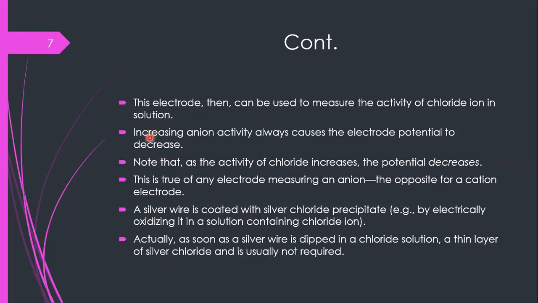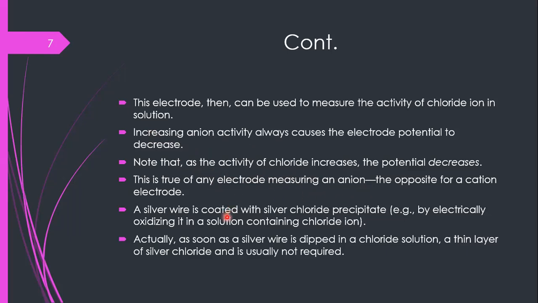The point here to be noted is that increasing anion activity always causes the electrode potential to decrease. Note that as the activity of chloride increases, the potential decreases. This is true for any electrode measuring an anion, which is the opposite for a cation electrode.